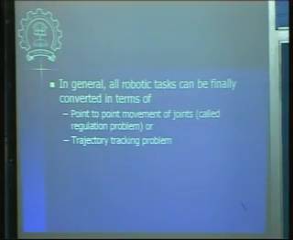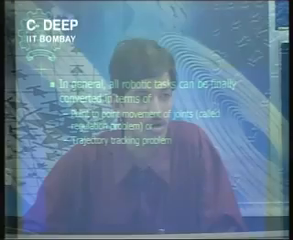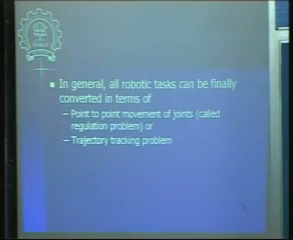In general, with this example we can see that all robot tasks can finally be converted in terms of either point to point movement of the joints, which is called a regulation problem, or a trajectory tracking problem. Now think of any application that comes to your mind. Say your robot is needed for painting purposes, you have to paint some car or something. On the surface it should move from one point to another point. Depending upon the motion trajectory of the spray nozzle, you have to have some joint angles evaluated, and then you have to command the motor joints to move along those desired trajectories, right? So again that problem is converted into a trajectory tracking problem.